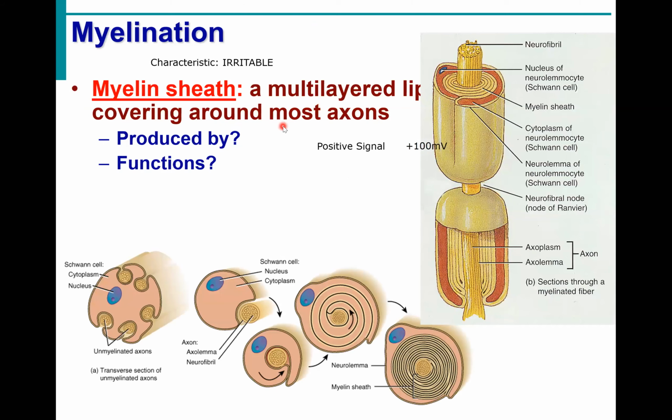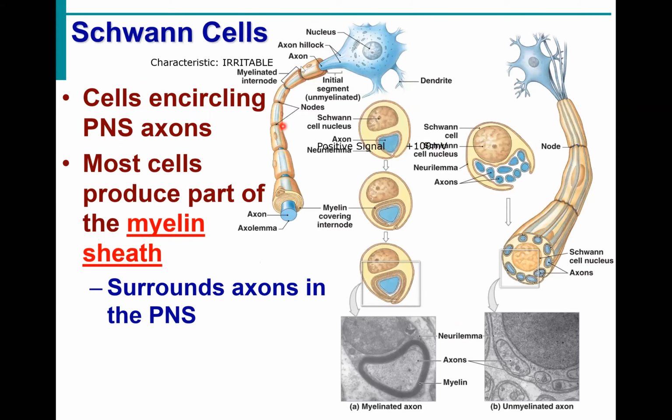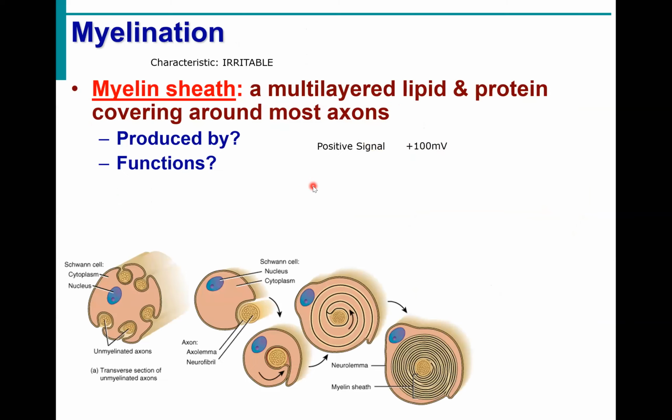This is one Schwann cell. Actually, I like this picture even better. In this picture, every single one of these is a Schwann cell forming a myelin sheath. They can also help unmyelinated axons, but absolutely in the peripheral nervous system, the Schwann cells are the only cells that produce the myelin sheath.